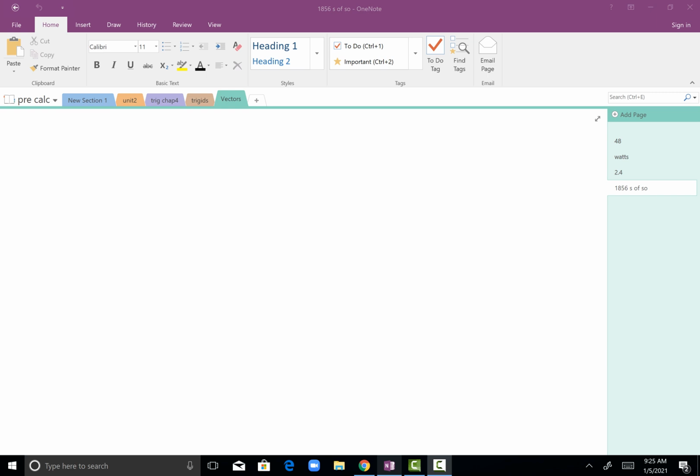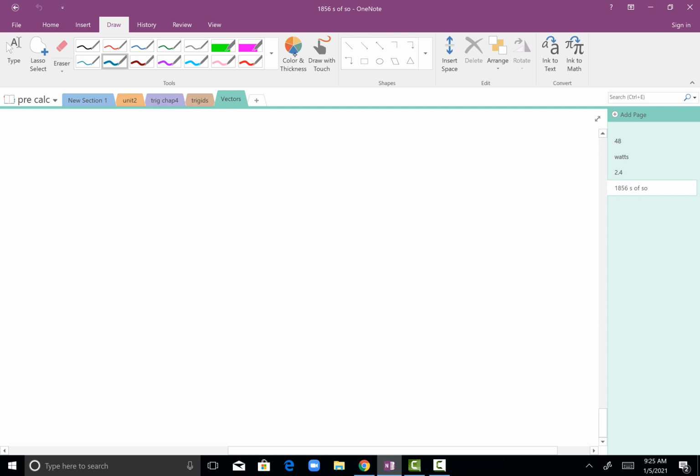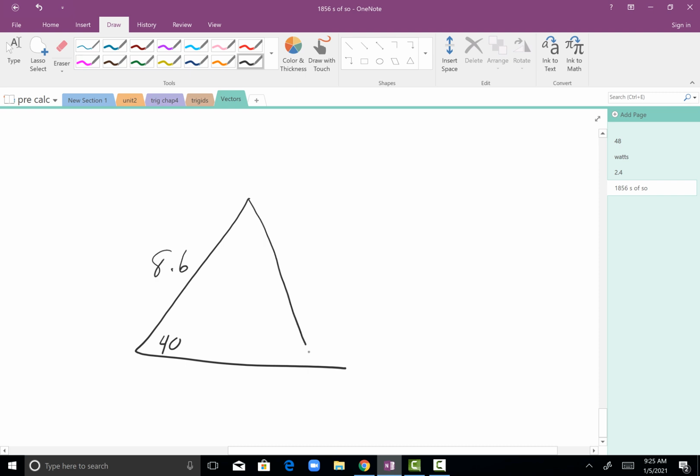So I think the GeoGebra document is going to have it already set up so that there is one triangle there. The angle here is 40. This side is 8.6 and this is 6. So what I want to do is show you where these other two numbers come from.